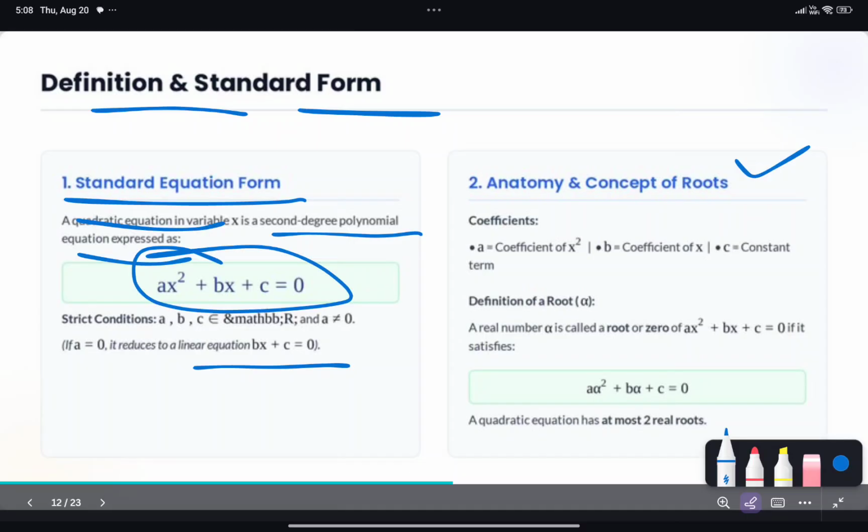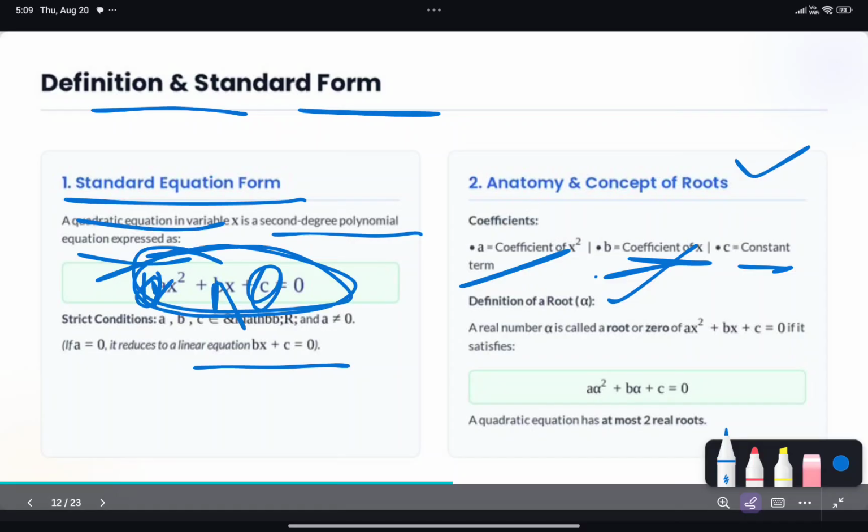Coefficients. a is the coefficient of x square. Here x square plus bx plus c is there. This a, yes or no? This a is the coefficient of x square. This b is the coefficient of x. And c is simply the constant term value only. Definition of a root.